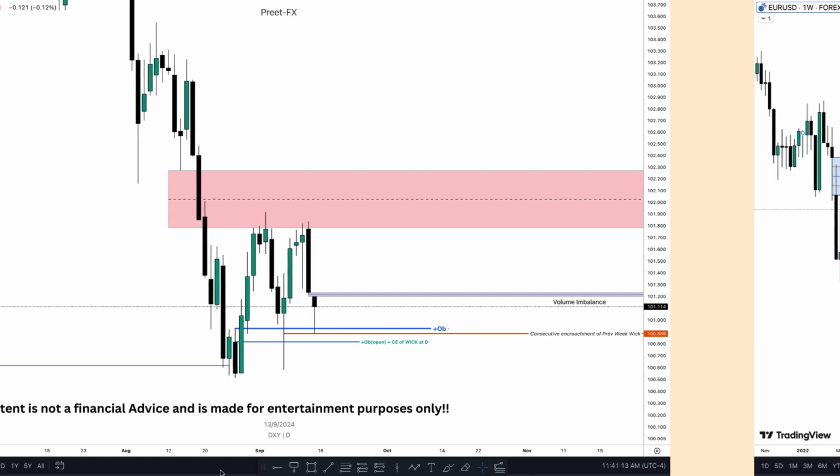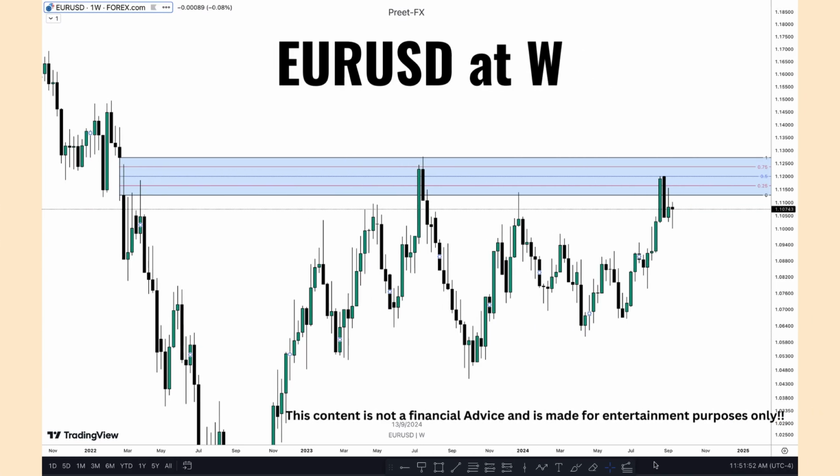Looking at the weekly chart for euro, price had a clear rejection from the conservative encroachment of the volume imbalance marked with the blue line. The price had already shown signs that it will form a bearish order block once it breaks the low of the previous week's candle. Let's zoom into the chart.